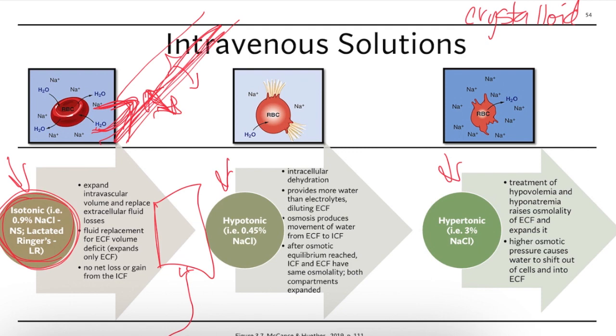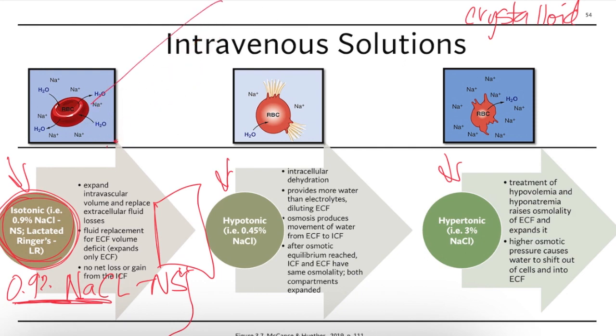There are three kind of main types of normal or isotonic solutions. The main one is your 0.9% sodium chloride. This is your normal saline. This 0.9% of sodium chloride gives you the same kind of ratio of particle to fluid that is in the body. And so again, it doesn't change this gradient.